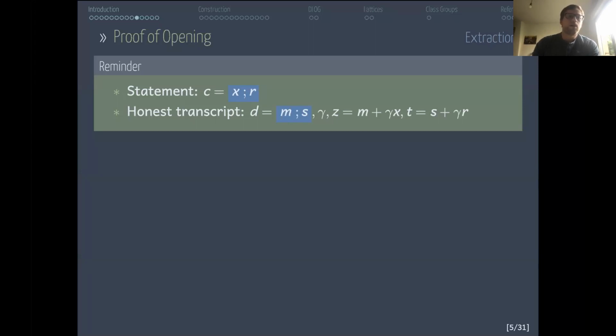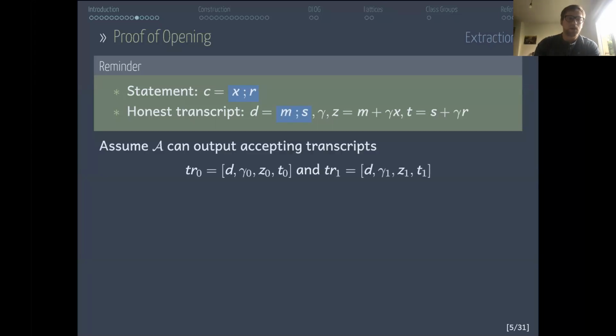As a reminder, the statement is the commitment scheme, and the honest transcript is the commitment to the masks, the challenge, and then both masked values Z and T. So let's just say that an adversary can output two such accepting transcripts where the first flow is the same, and then the challenges differ, and Z0, Z1, T0, T1 might be the same, might differ. Now we need to show that we can actually extract from this information an opening to the commitment C.